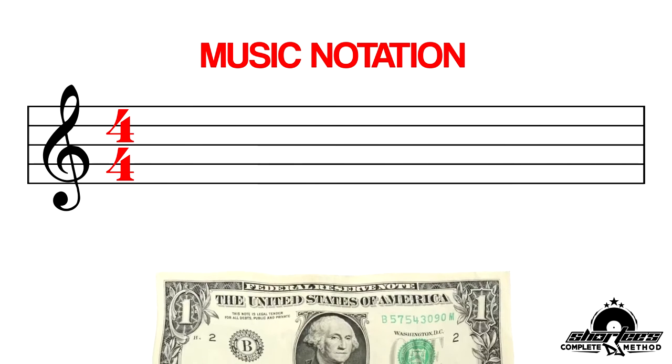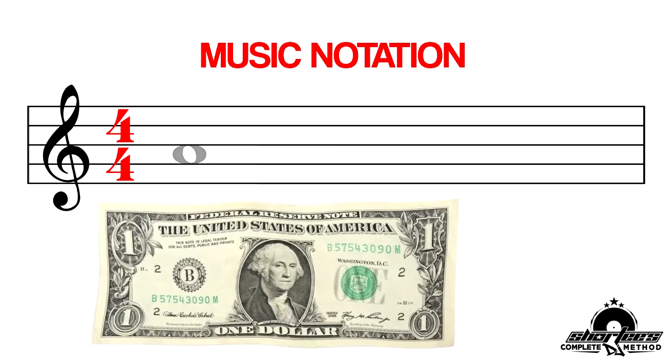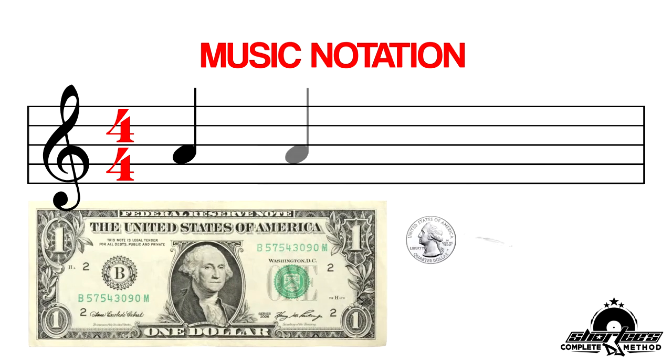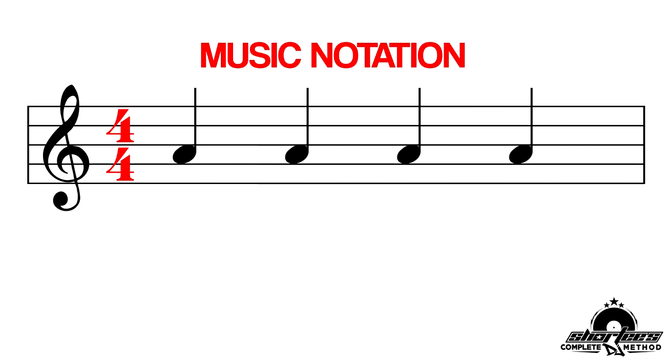Here's a tip for you. A bar of 4/4 time is like a dollar bill. $1, being the whole note, is equal to 4 25-cent quarters, which are the quarter notes. Since one bar is 4 beats, we count it 1, 2, 3, 4.